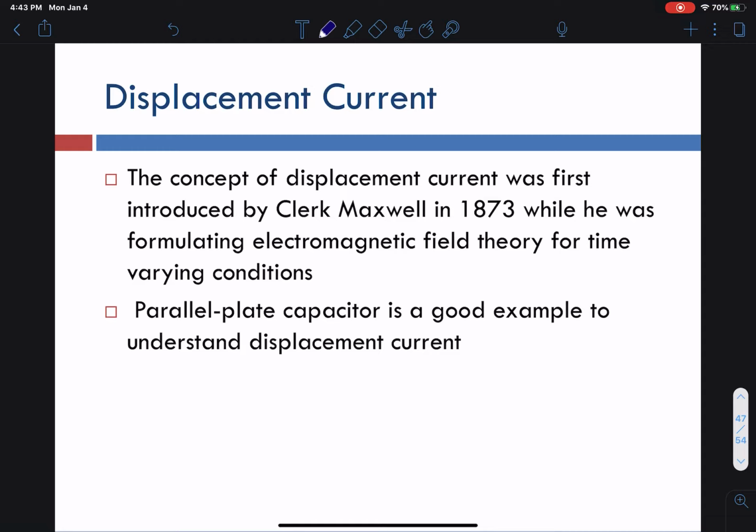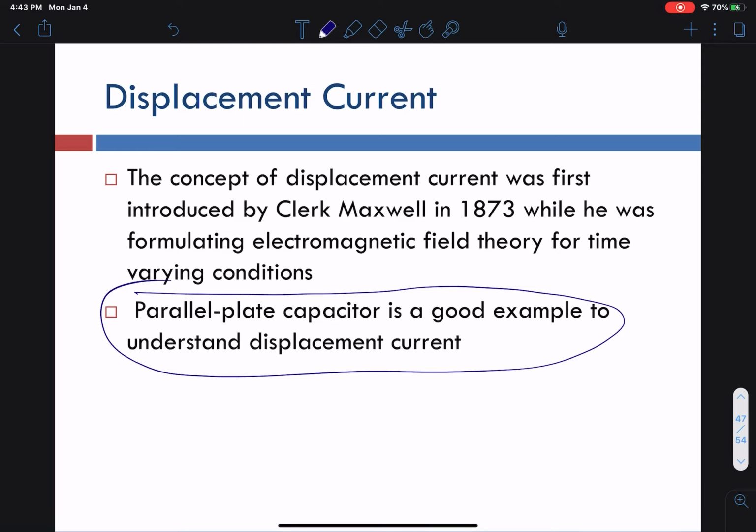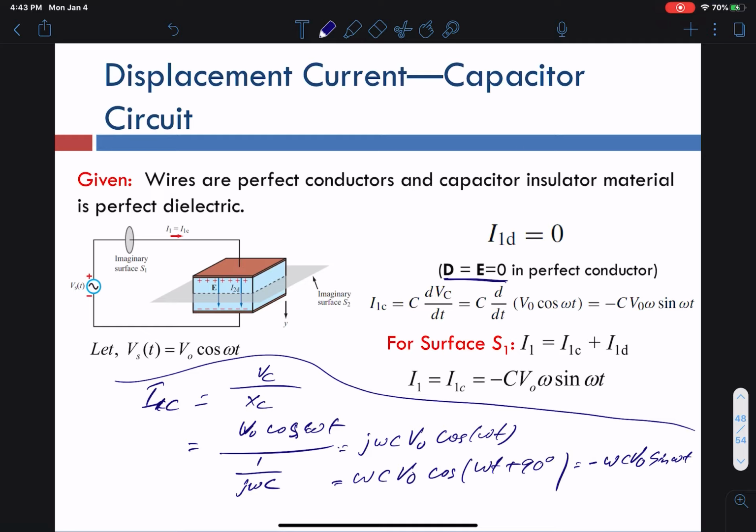How do you understand this? To understand it, we can examine a parallel plate capacitor, which is a good example for understanding both currents. For the parallel plate capacitor, we are using an ideal conductor and an ideal dielectric. Over here, we have an imaginary surface S1 in the ideal conductor. For an ideal conductor, we don't have any electric field inside, so the electric field is 0, and D is 0.